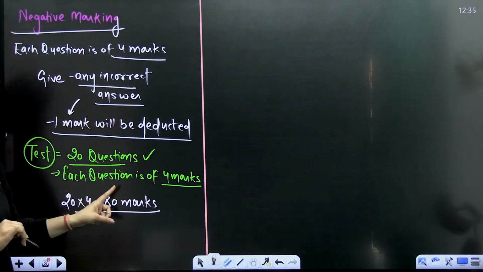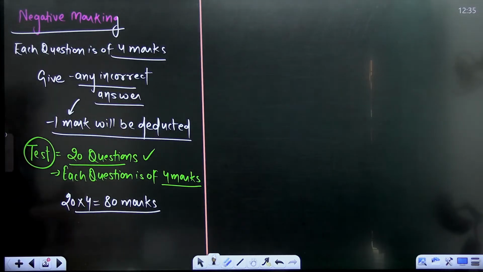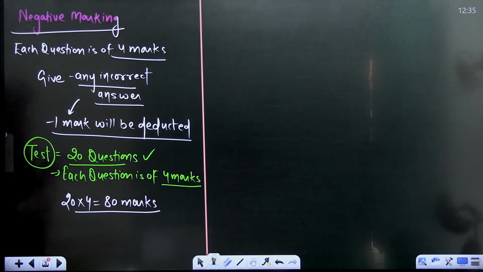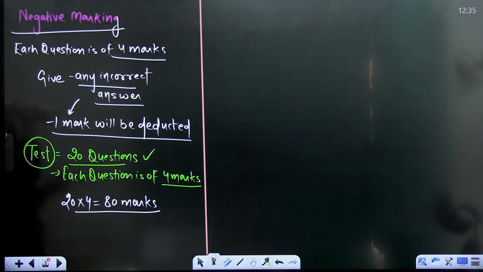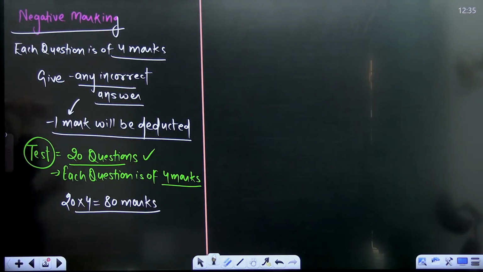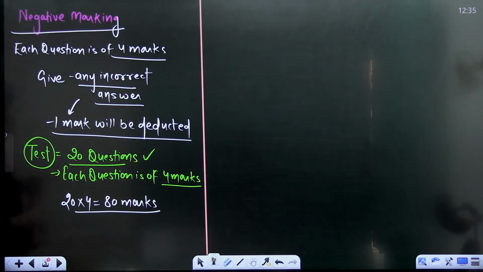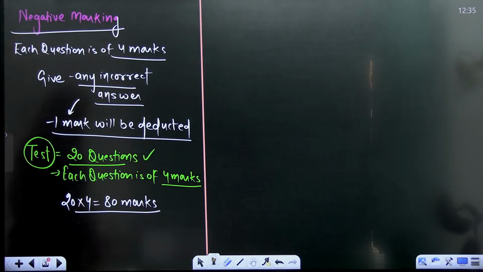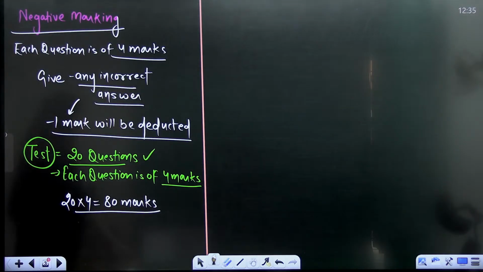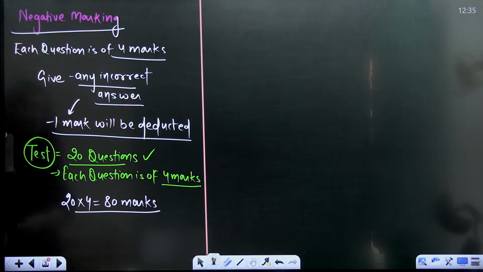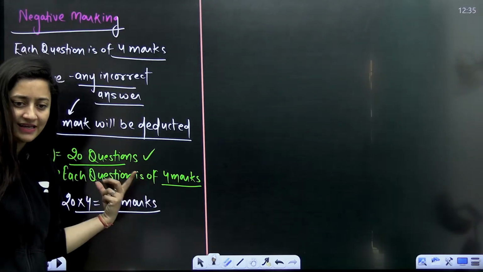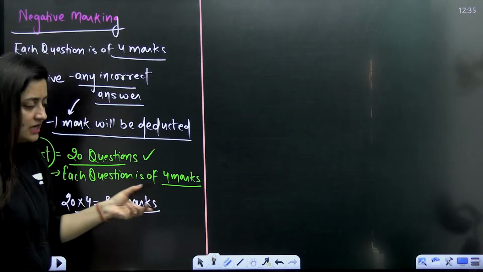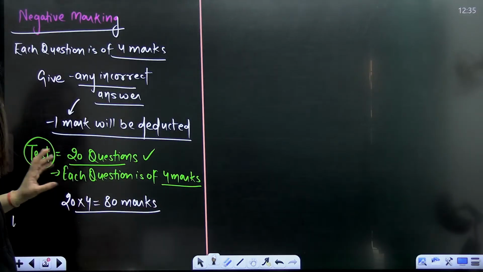Yes or no? Up to this part clear? Please tell me. Yes, please. So let's suppose there is a test. In that test, 20 questions are there, each question is of 4 marks. So of course your test is for 80 marks.